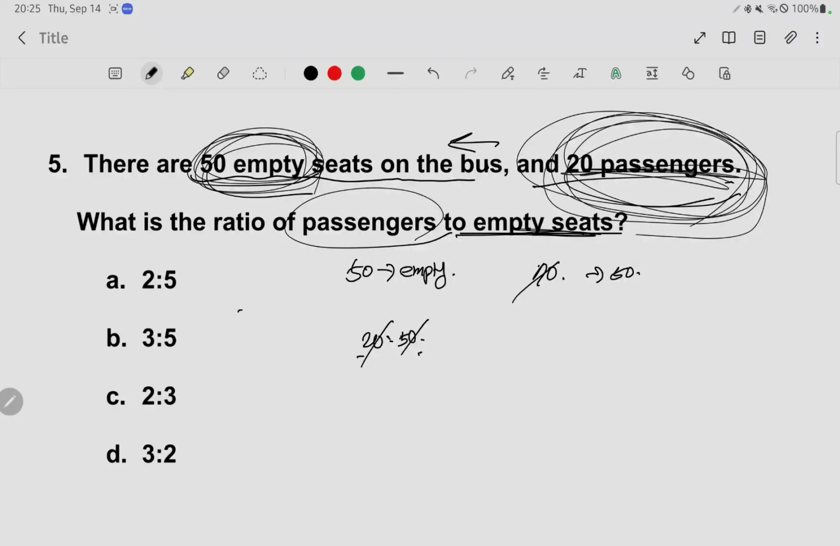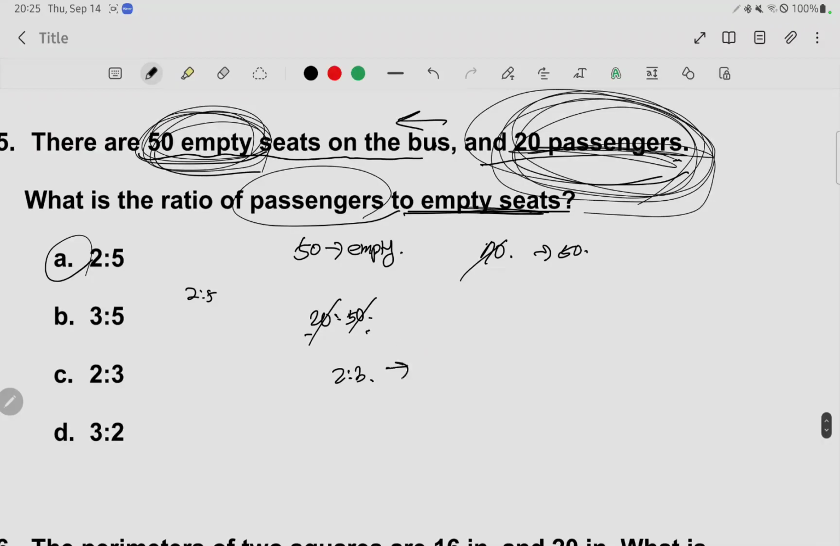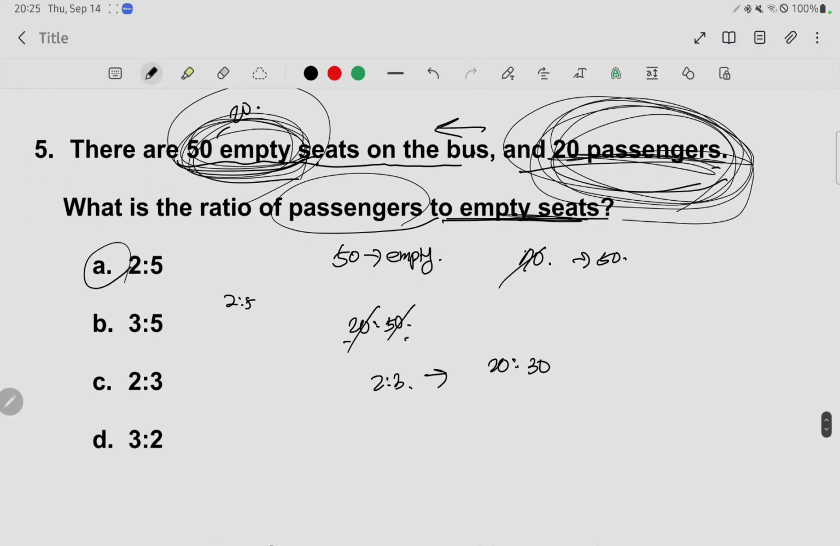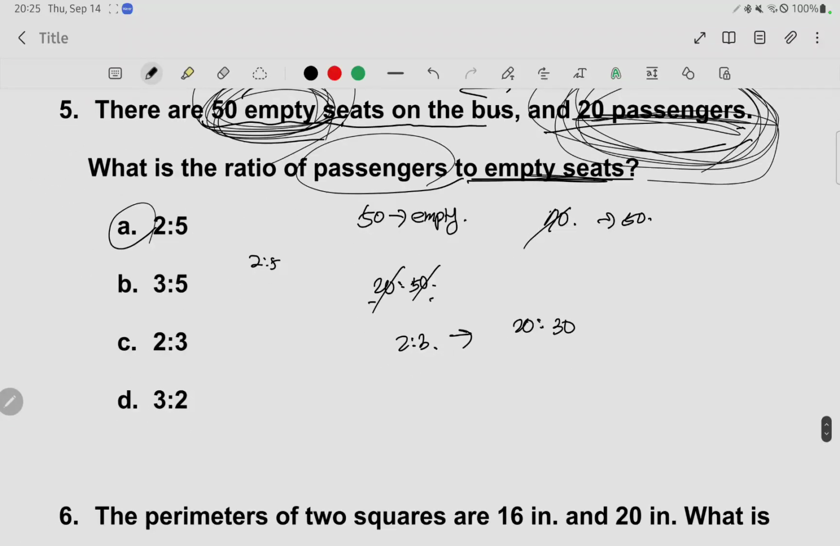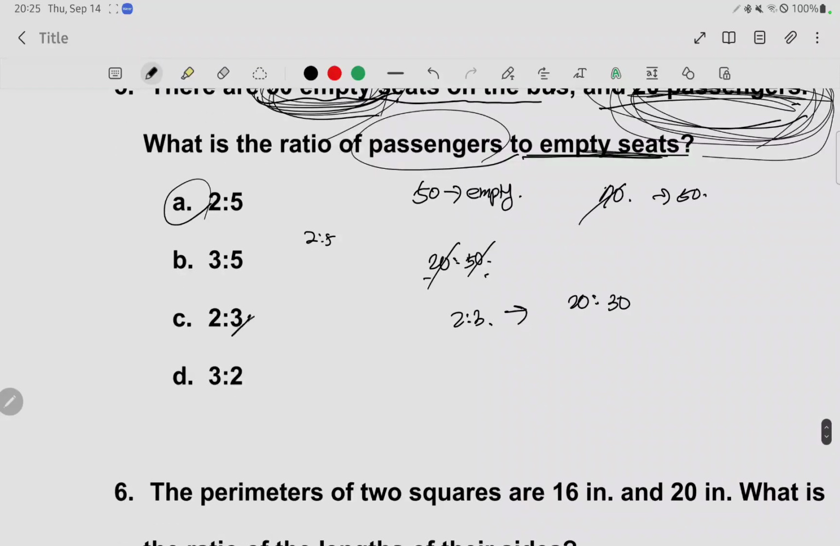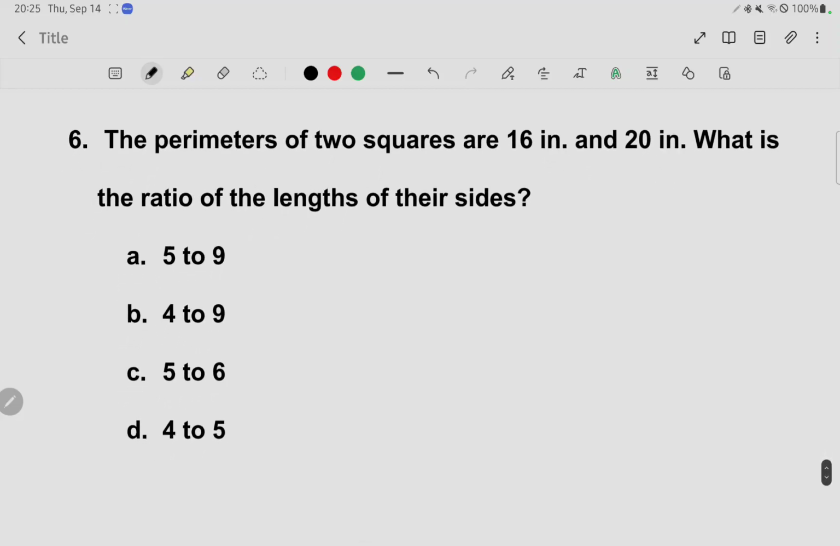And if you just cancel out zeros, it'll be 2 to 5. Or I think it could be 2 to 3. Which then in this case, it'll be 20 passengers are on the bus, and then 30 seats are empty. So basically, you're just going to take out 20 from 50 empty seats. But since the question is not clear, I feel like A is the correct answer, but just take note that C can also be the correct answer.